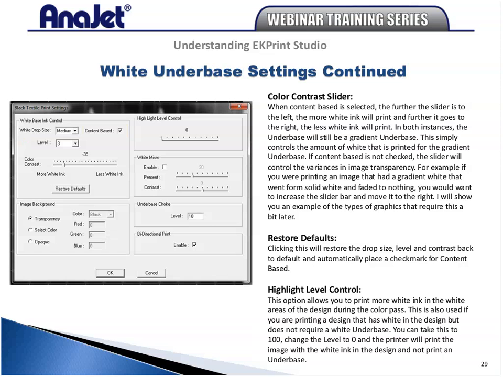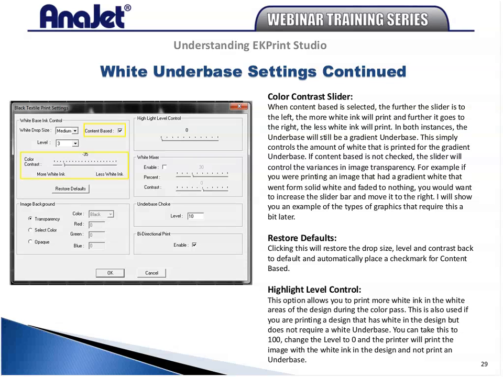Okay, so the next thing you have here is this color contrast, and you have this slider bar. If content-based is checked, then this slider is more ink and less ink. So say you had content-based checked and you printed a gradient white underbase, and you liked it, you thought it looked good, but you want more white, you could slide this to the left and give it more white. Or you could slide it to the right and print less white. If this was slid all the way to the left, to the more white ink area, it's going to give you a solid white underbase.